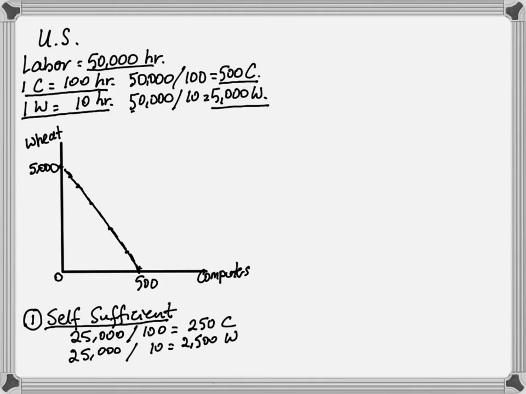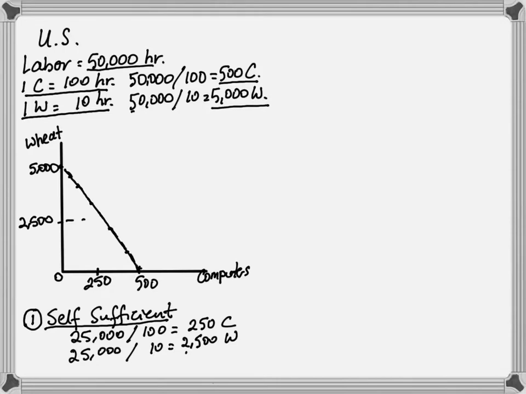If we use half of that to produce computers, the United States can produce 250 computers. So I'm going to put that here. So we have 250 computers produced with half of the resources, and the other half of the resources will be used to produce wheat. And when we do that, the United States can produce 2,500 tons of wheat. So that's going to be right here. That's 2,500 tons of wheat.